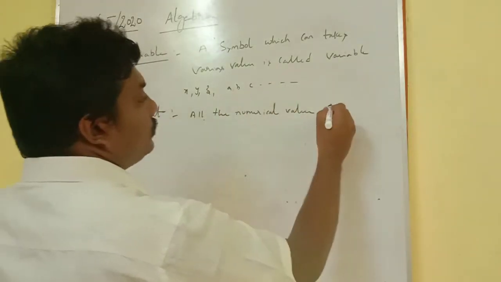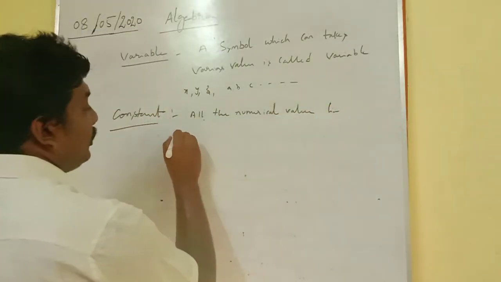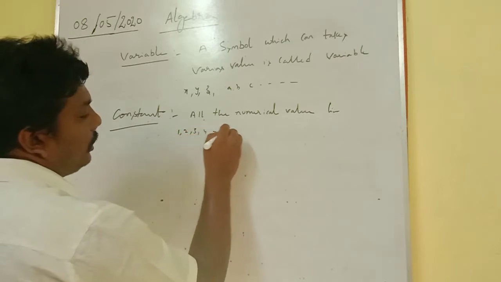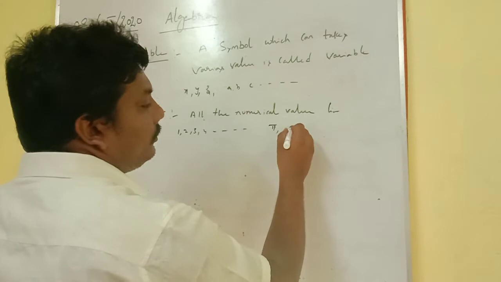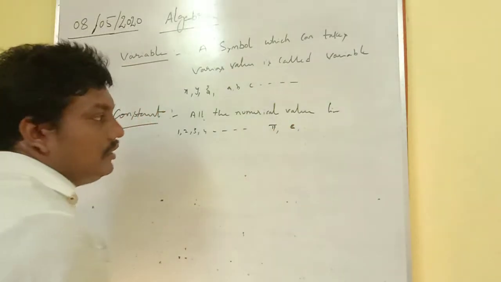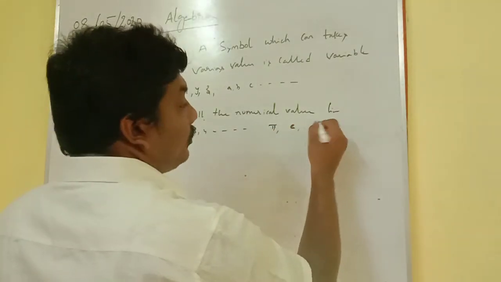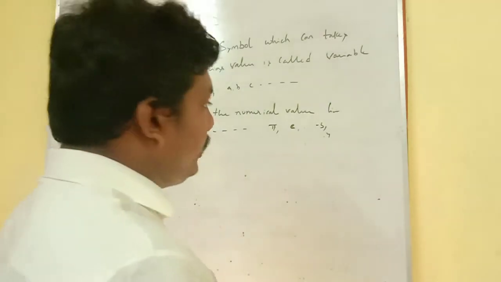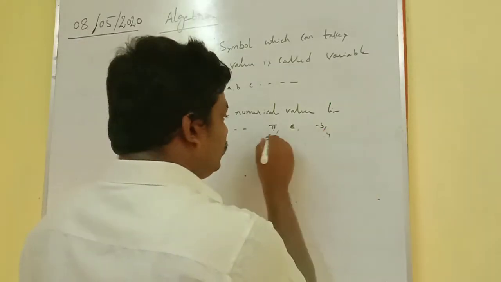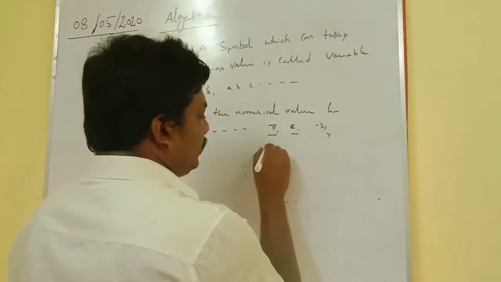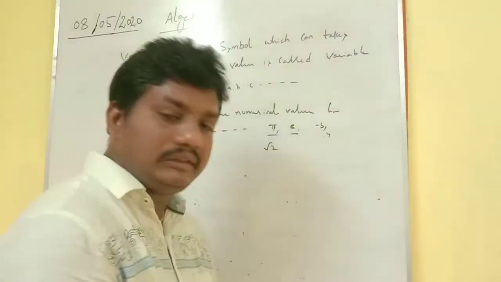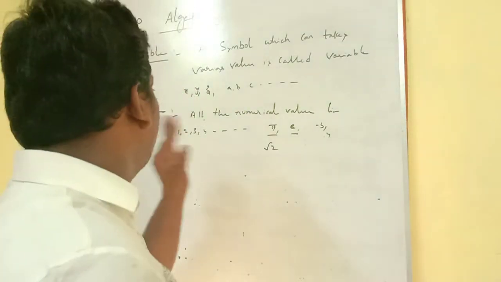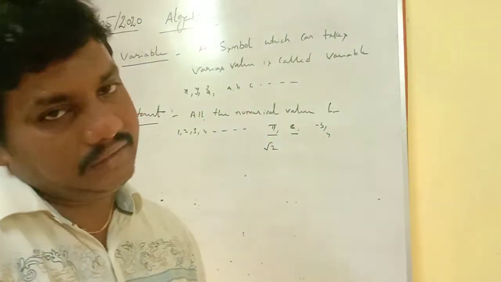All numerical values like natural numbers 1, 2, 3, 4 and so on, or symbols like pi or e, are all constants. You can take minus 3 by 4, rational numbers also, and irrational numbers like root 2. Everything in the number system we consider as constants.